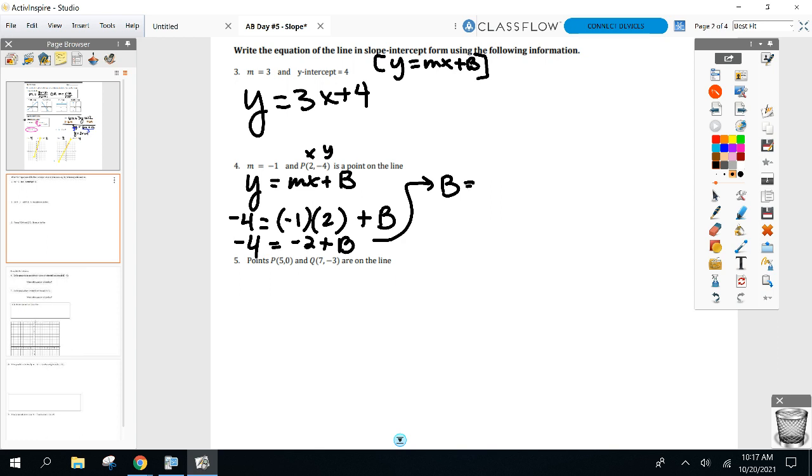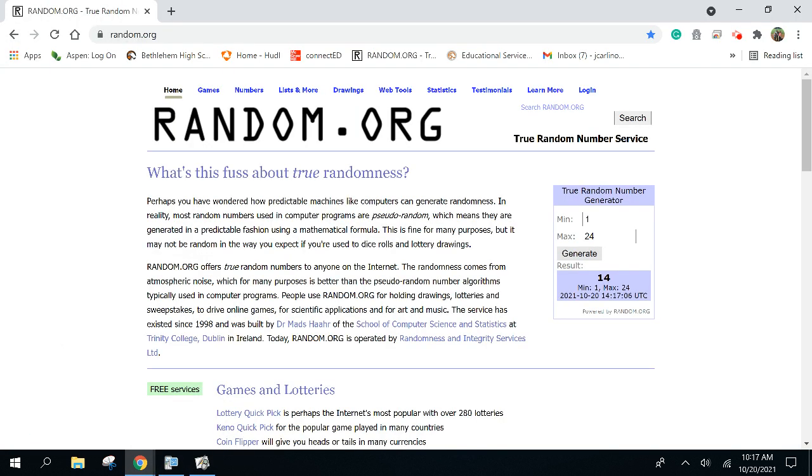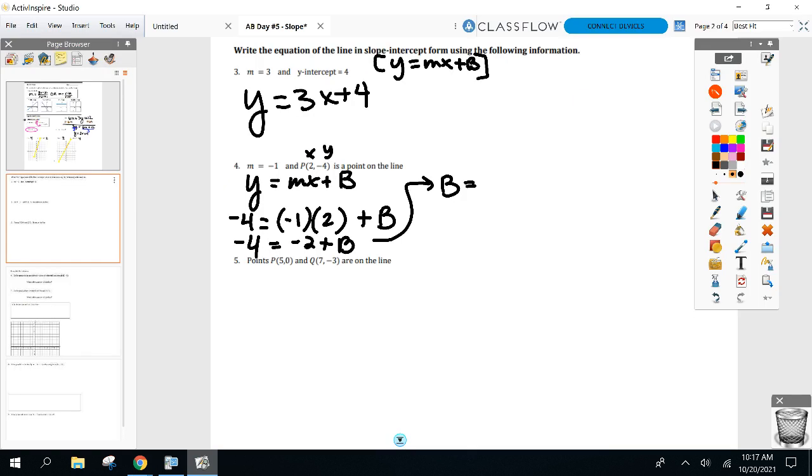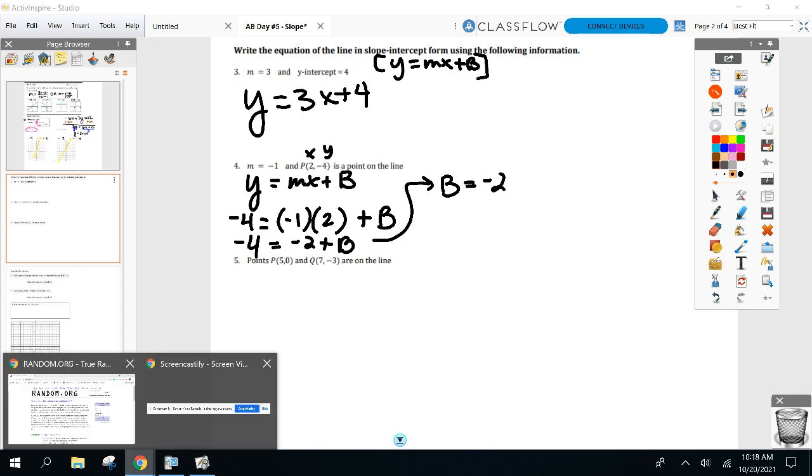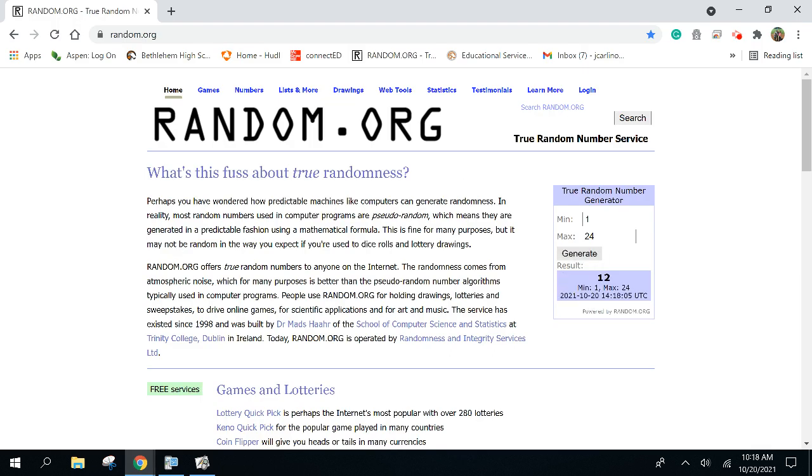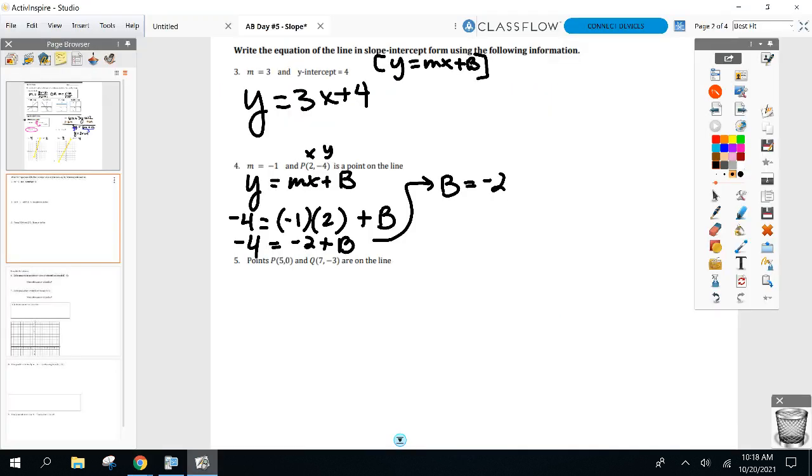And I'll ask somebody when you're ready what the b value is. 2, 1. Scott, what's your b value when you're ready? There you go. There's the b. There's the y-intercept, -2. Okay, next person, put it all together. What's the equation of the line? You knew the slope already, and we just found the y-intercept. Let's put it together. What's the equation of this line? 12. Luke? It'd be y equals -1 x plus -2. Yep, there you go.